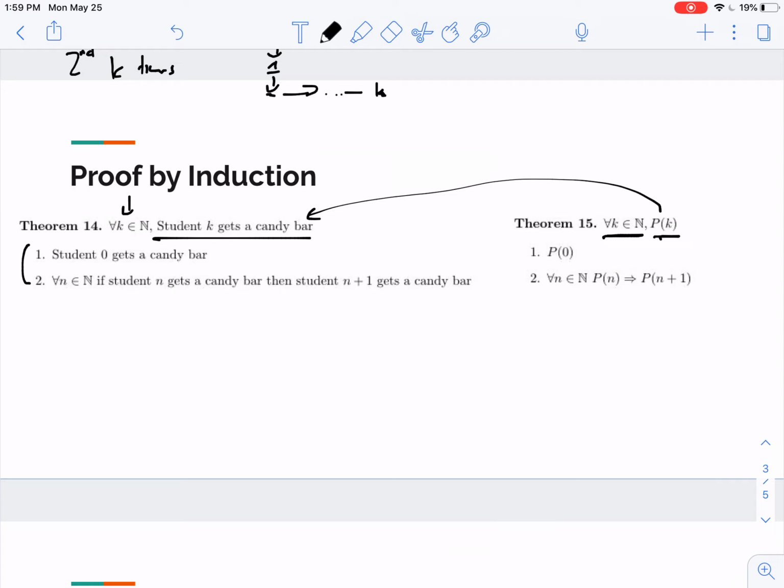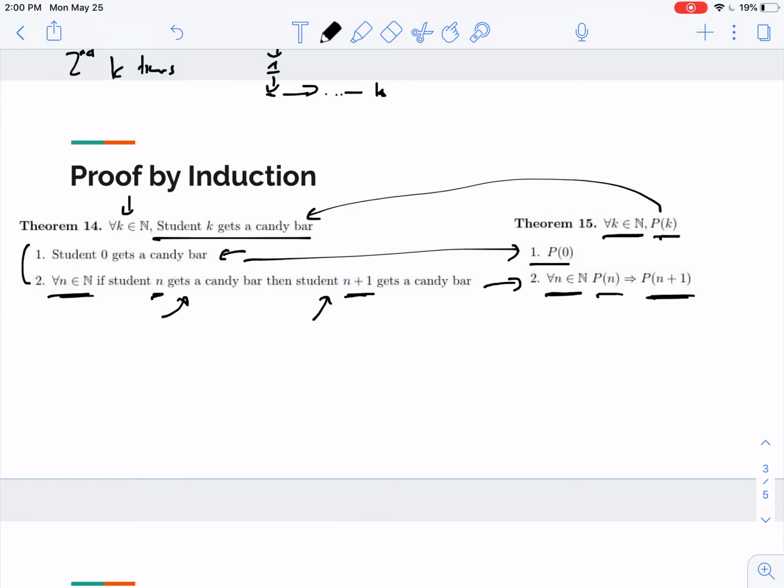So remember, our first rule was that student 0 gets a candy bar. So maybe by analogy, we'll make our first rule P of 0, right? That means the statement is true for 0. And then our second rule was basically for any natural number, if the nth student gets a candy bar, then the n plus 1 student gets a candy bar, right? So basically, if the statement is true for n, then the statement must be true for n plus 1. So we'll define our second rule the same way. For any natural number, if the statement is true for n, then the statement is true for n plus 1.